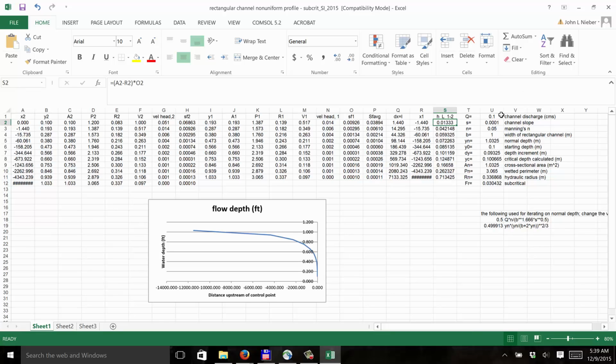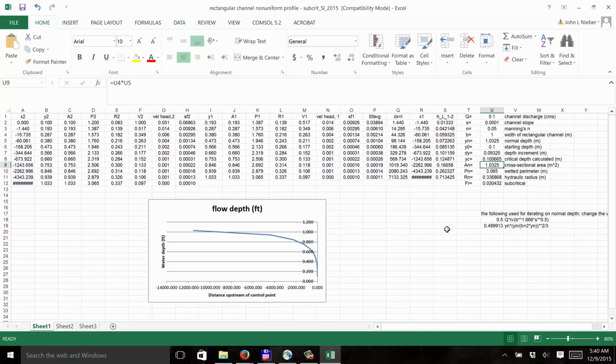On the right-hand side, we've got a number of parameters that are put into the problem. First one is the actual discharge in the channel. Second is the channel slope, the longitudinal slope of the channel. The third is the Manning's n. B is the bottom width of the channel. YN would be the normal depth. Y0 would be a starting depth at point 0, at location 0. DY is a change in water depth that we use to calculate the distance between points.